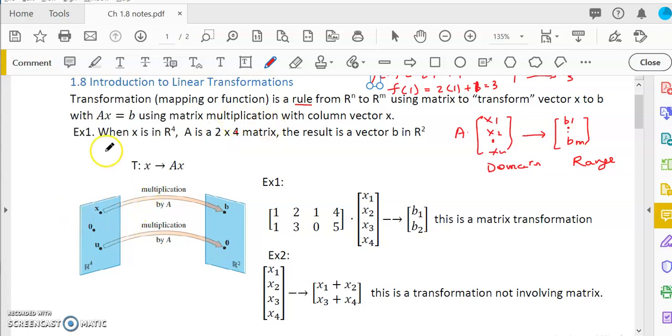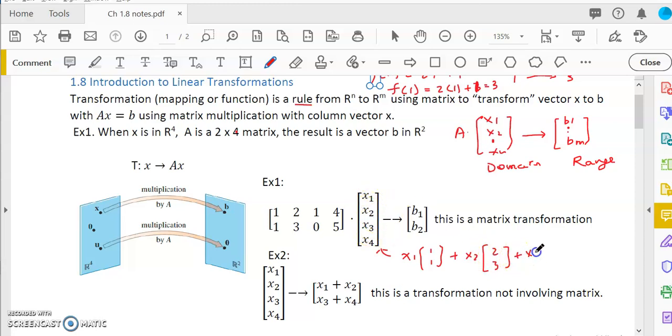Basically, the notation is T: x goes to Ax, and this is a matrix transformation. For example, I can define my matrix as 1, 1, 2, 3, 1, 0, 4, 5, and I multiply it to x1, x2, x3, x4. Do you still remember matrix multiplication? This means x1 is the weight, times 1, 1, plus x2 times 2, 3. This is the way to do the linear combination of those column vectors, but the weight itself becomes an input.